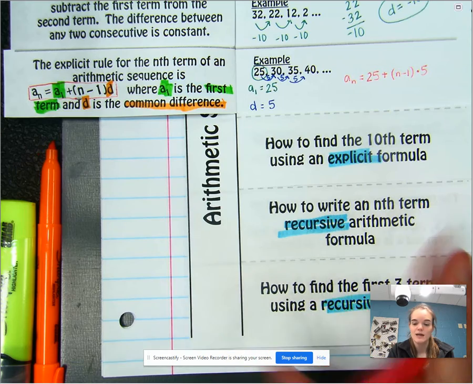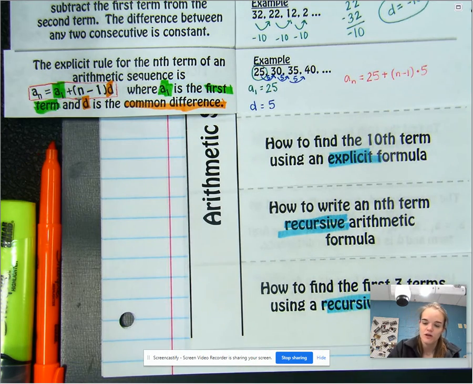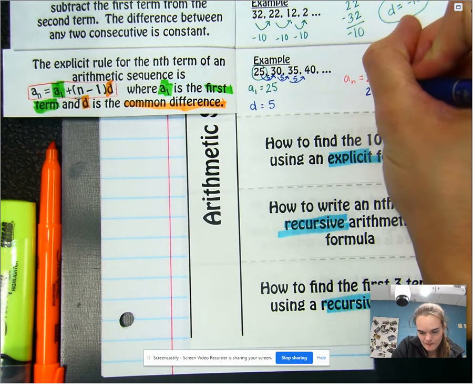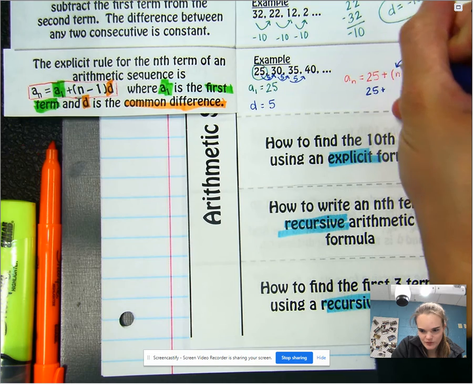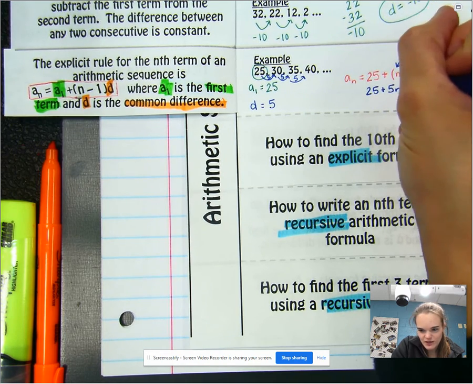Now, I'm not finished with this. I need to simplify it. To simplify, I'm going to bring down 25, and I'm going to distribute. 5 times n is 5n. 5 times negative 1 is negative 5.